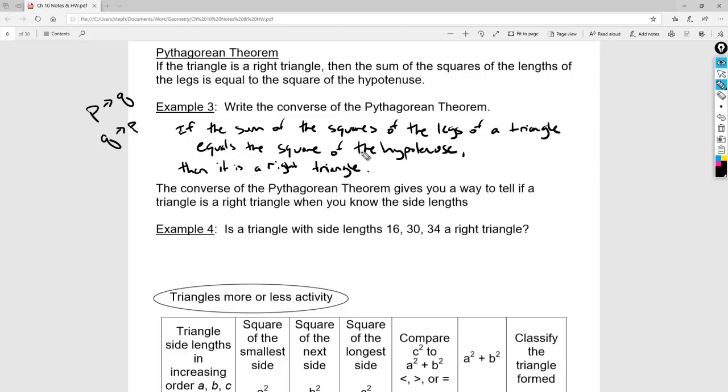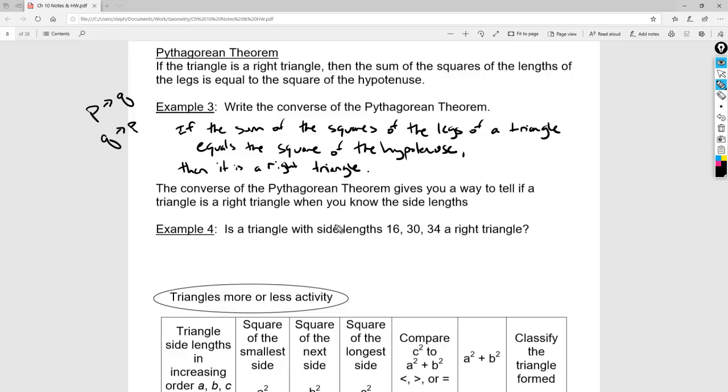So what's significant about this is, whereas before, right, you knew not to use the Pythagorean theorem unless you had a right triangle. Now, using the converse of the Pythagorean theorem, if I am given the 3 sides of a triangle, so the 2 legs and the hypotenuse, I can use those to determine if my triangle is indeed right or not.